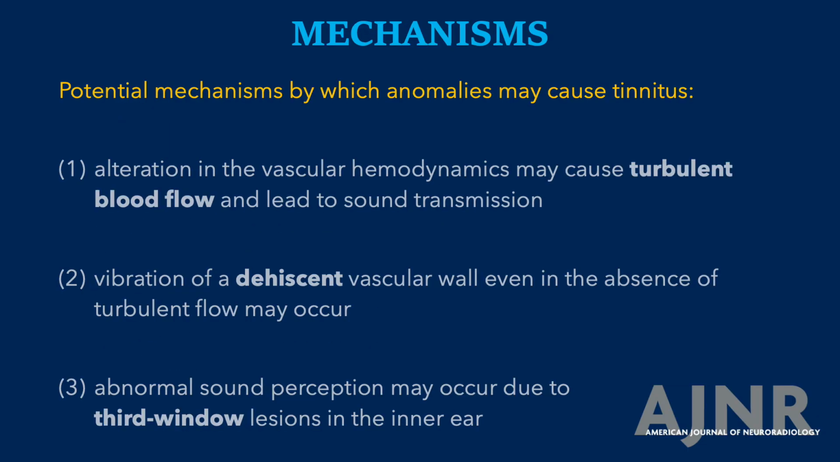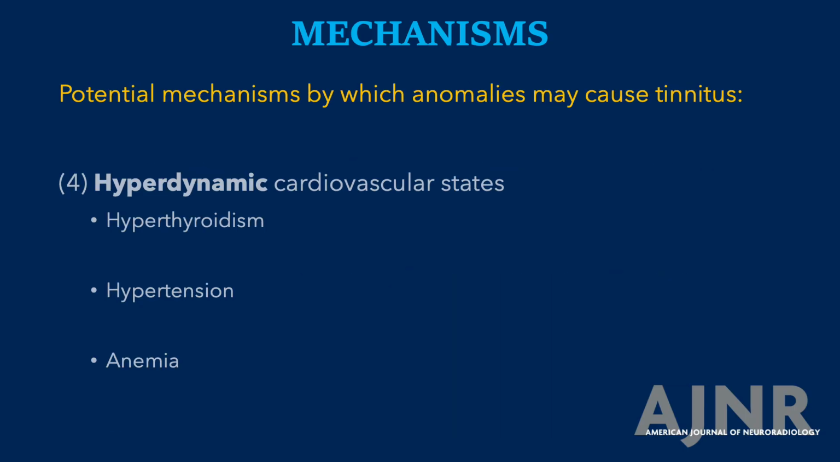The potential mechanisms leading to pulsatile tinnitus include altered blood flow that can lead to turbulence, vibration of a dehiscent vascular wall, or a third window effect. Lastly, as a reminder, hyperdynamic cardiovascular states such as hyperthyroidism, hypertension, or anemia can also lead to pulsatile tinnitus.